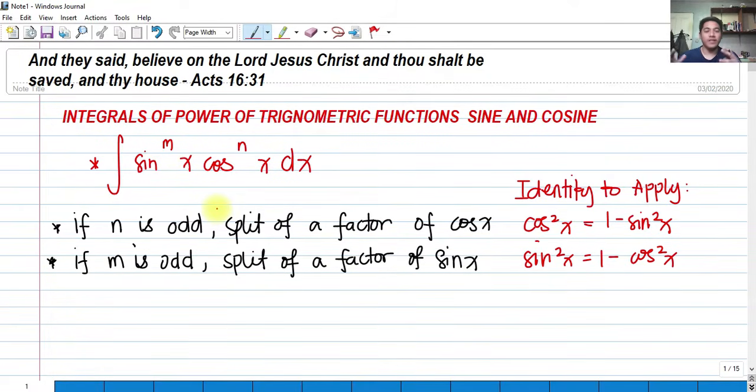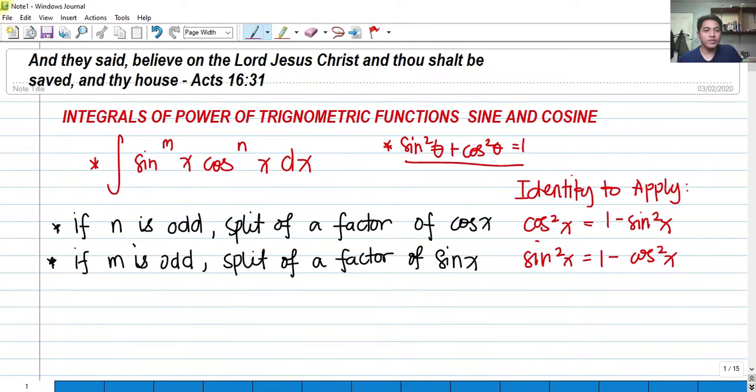So how do we solve integrals such as this? In solving integrals such as this, we need to apply a certain identity, and that specific identity is the Pythagorean identity: sine squared theta plus cosine squared theta is equal to 1. Take note that theta could also be y, could also be x, depending on the variable.